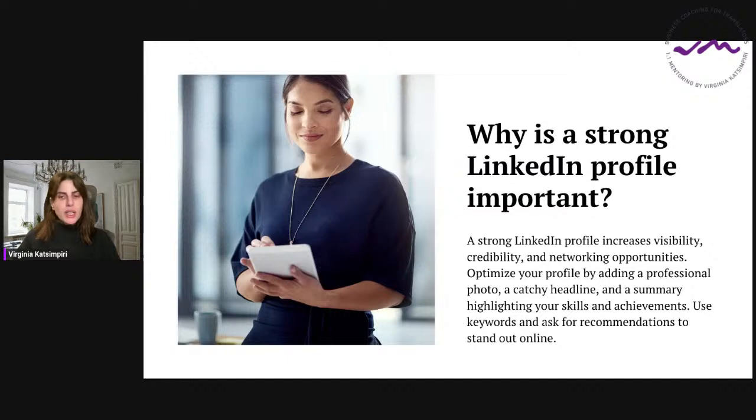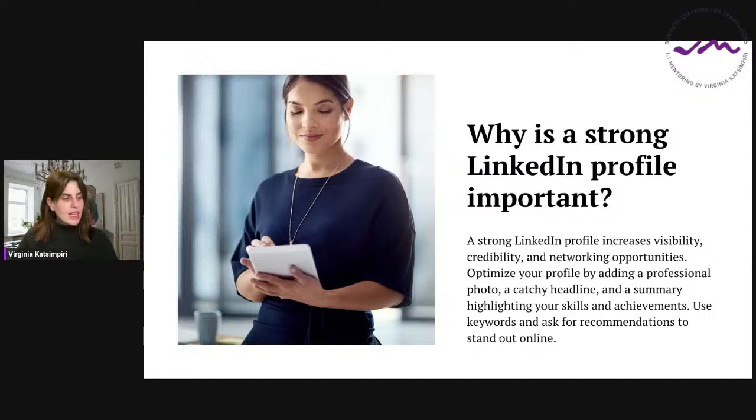I have seen people attracting 2,000% more views by just changing the headline, the title underneath the name. You don't need to change anything else. Headline and the about section or summary section, as you see here, are the two most important sections on your LinkedIn profile if you would like, let's say, to include keywords and to start increasing your visibility.